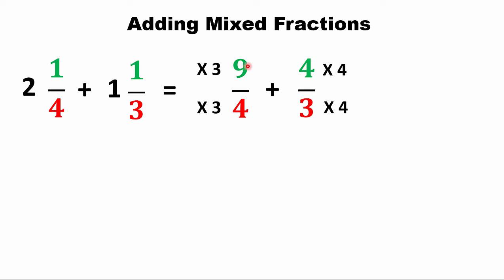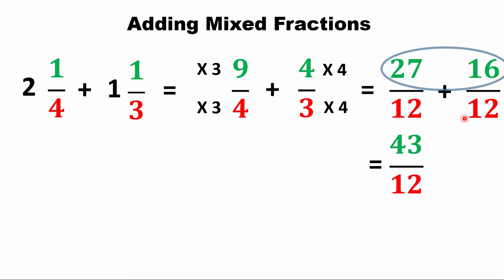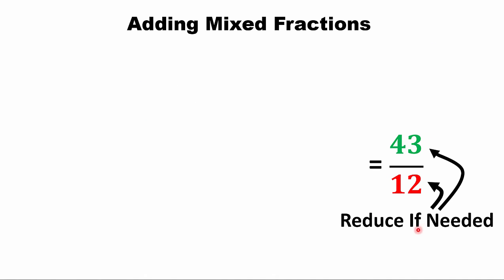There you go. Now 9 times 3 is 27. 4 times 3 is 12. Let's write it over here. There. And we know what 4 times 4 and 3 times 4 is. Let's write it there. 16, 12. Now the denominators are the same. I can add my numerators up. So add them up. Put it over here. 43 over 12. Don't add the denominators. 43 twelfths. Now ask yourself, can you reduce this? Can you reduce? And the answer is no. There's nothing that goes into both.